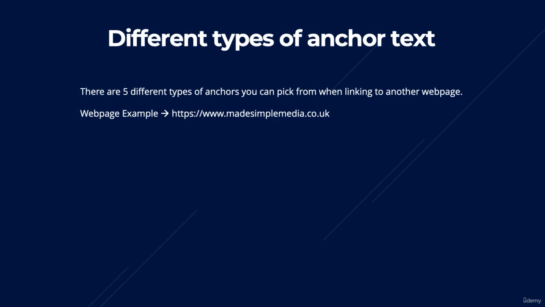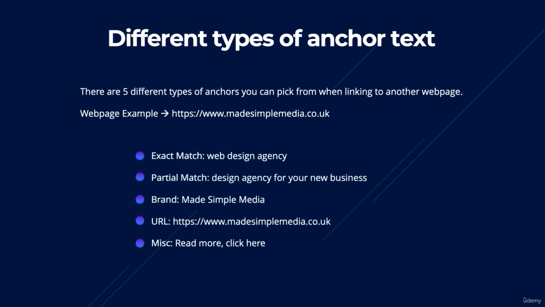As you can imagine, there are different types of anchor text you can use when linking to a web page. In fact, there's 5 in total. If we take Made Simple Media's homepage as an example, we can link to their page using 5 different anchors in total. And just to remind you, Made Simple Media is a web design agency. So the first anchor type we could use would be exact match.